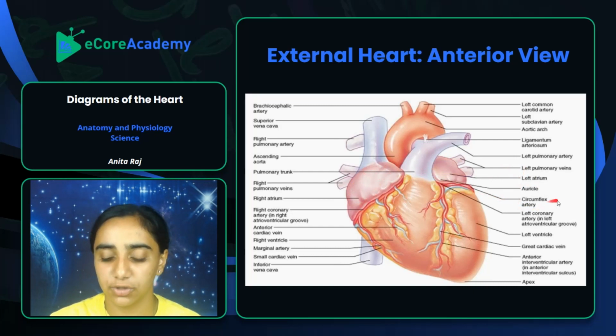Then you've got your circumflex artery. It branches off of the left coronary artery and supplies most of the left atrium. So it provides oxygenated blood to your left atrium.